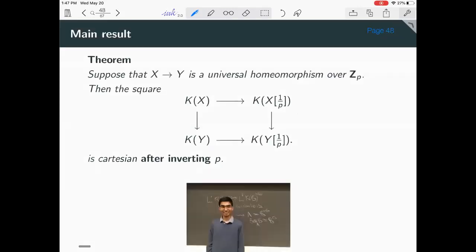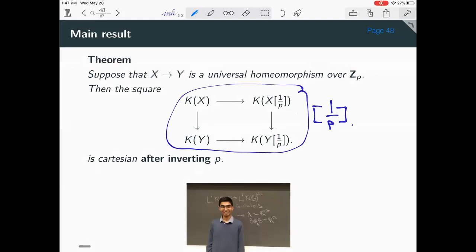And it turns out that you can look at this square. Here's a theorem, and it's a kill. Not demonstrating the theorem, demonstrating a way more interesting theorem, I guess. Anyway, you hit the previous square with algebraic K-theory, so you get this square, and this is Cartesian after you invert p. Okay, so that's the theorem. Let me plug in the case where X and Y are pure characteristic p.